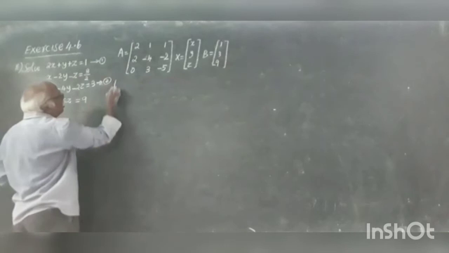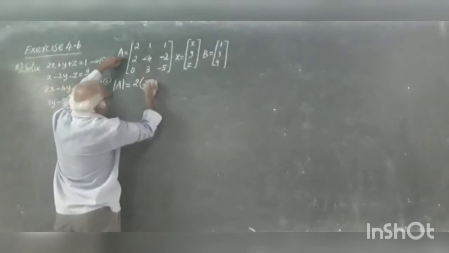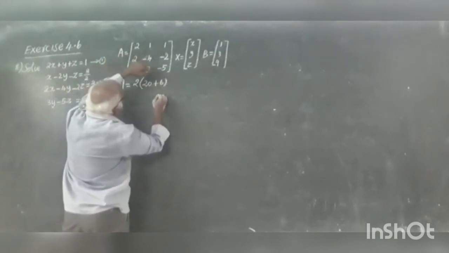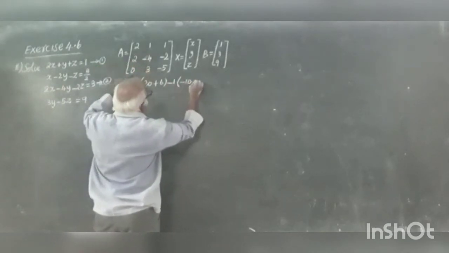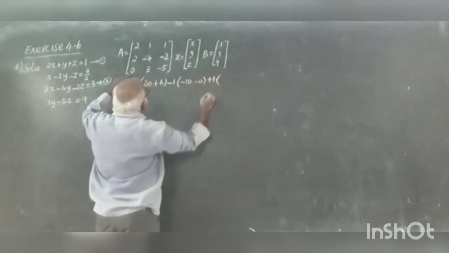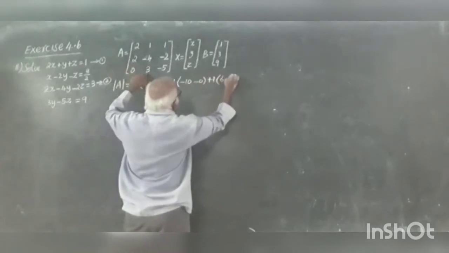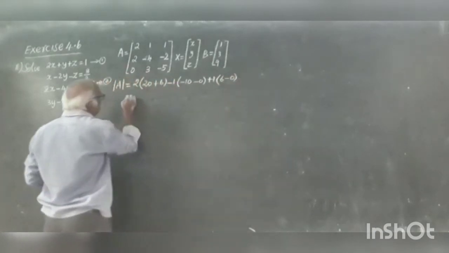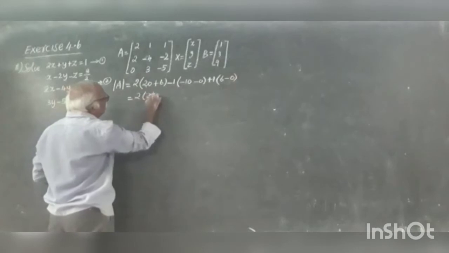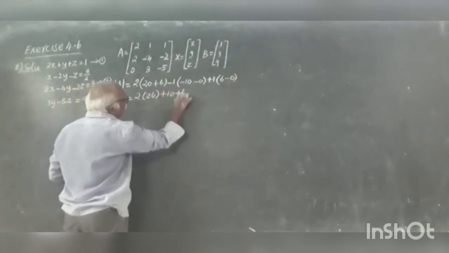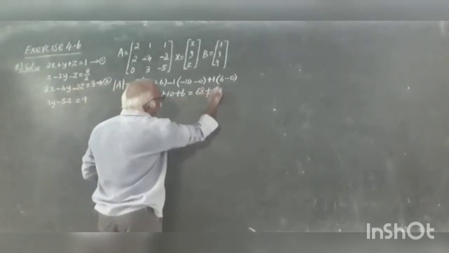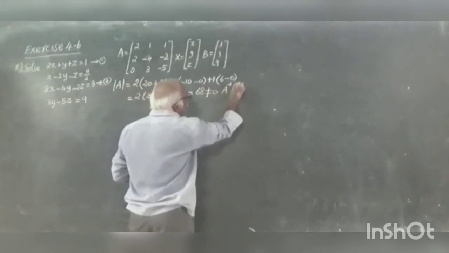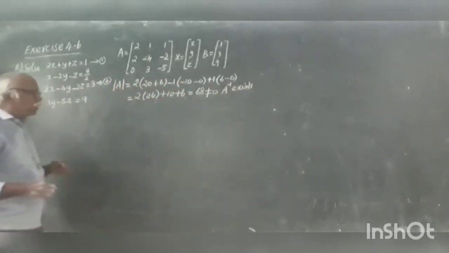First find the determinant. Determinant A is equal to 2 into (20 plus 6), minus 1 into (minus 10 minus 0), plus 1 into (6 minus 0), which is 52 plus 10 plus 6, equal to 68, not equal to 0. Therefore, A inverse exists. Then find all the cofactors.